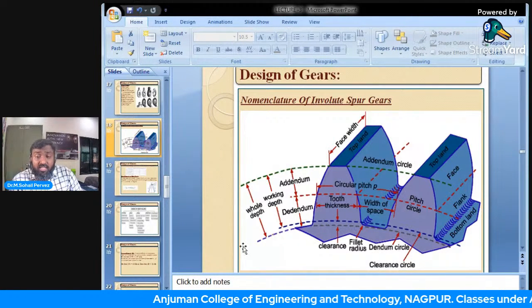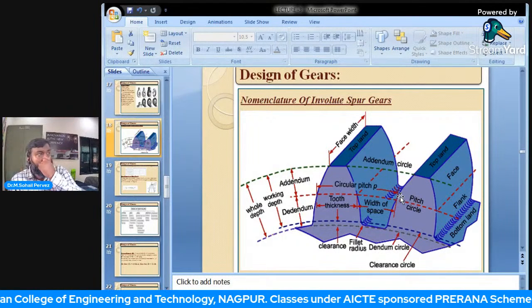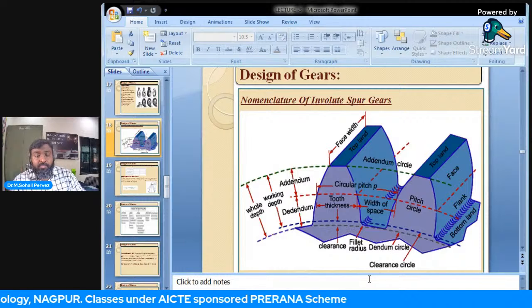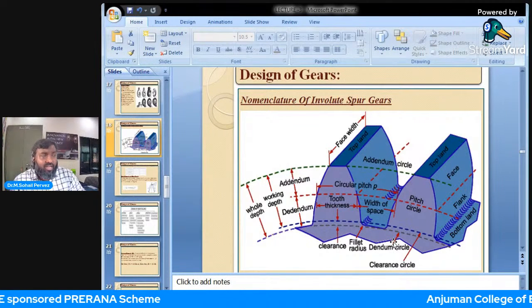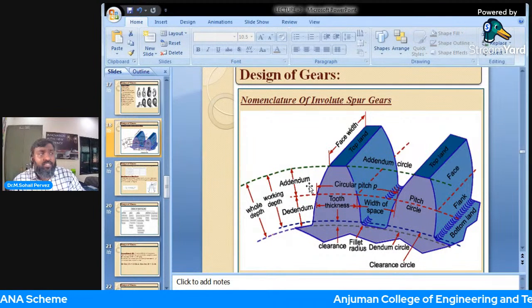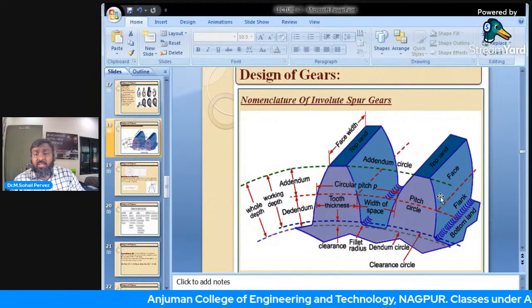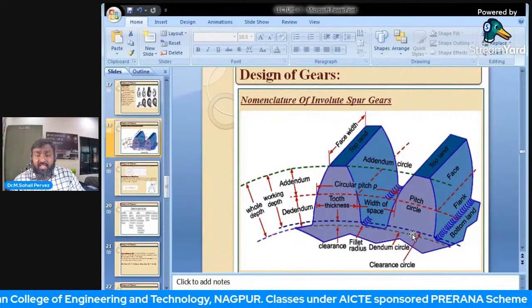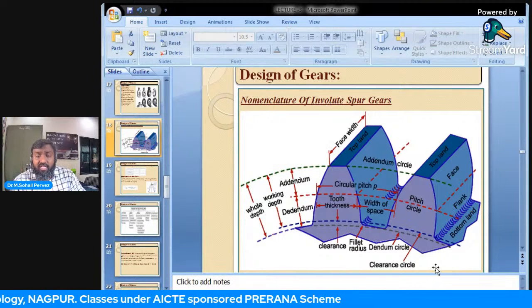Circular pitch: see the circular pitch, the distance between two consecutive teeth. From here to here, this is the circular pitch. The rest is clearance circle and all. That is again important, but the main aspects are which I have explained right now, in which the face width is again very important. The next is circular pitch, very important. Then the addendum and dedendum.